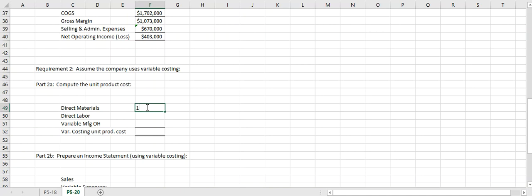So our direct materials don't change. They're still $15. Our direct labor is still $8, and our variable manufacturing overhead is $3, and all of that is given in the instructions. So our variable costing unit product cost is $26.